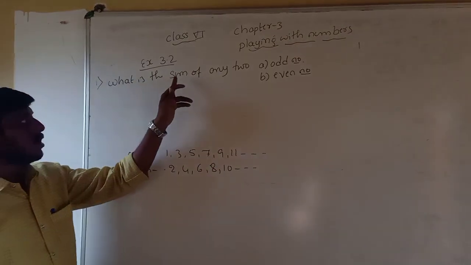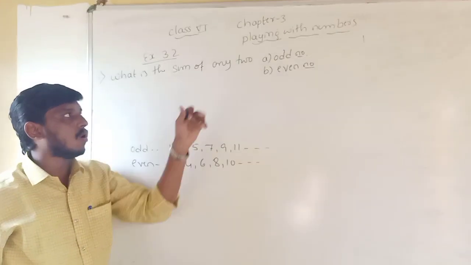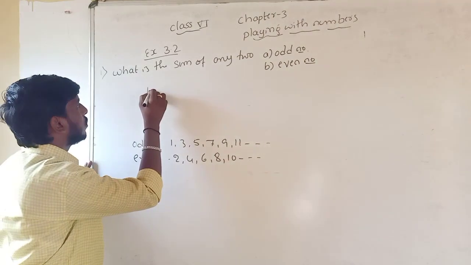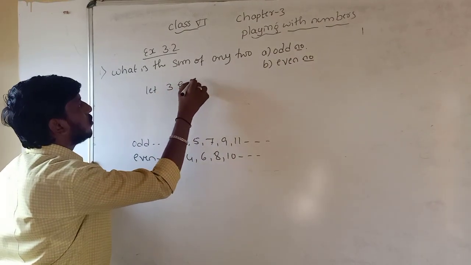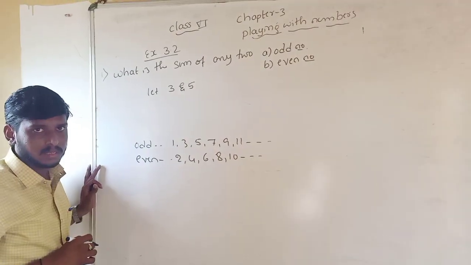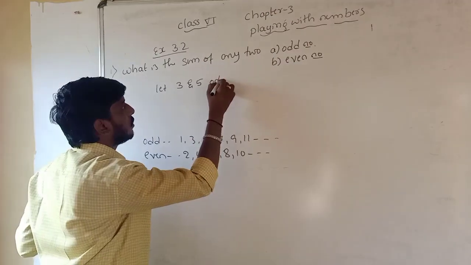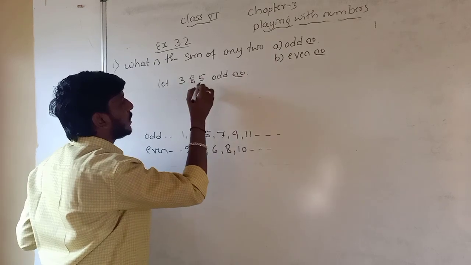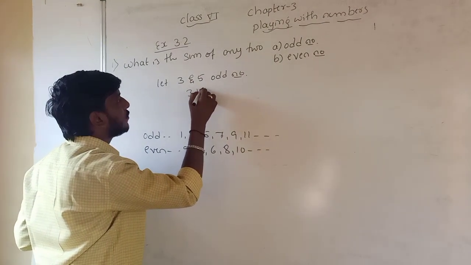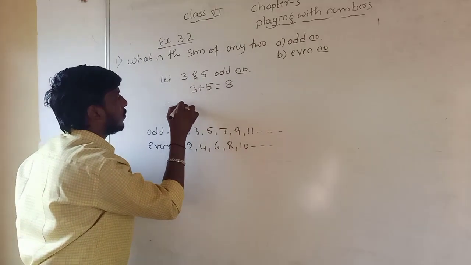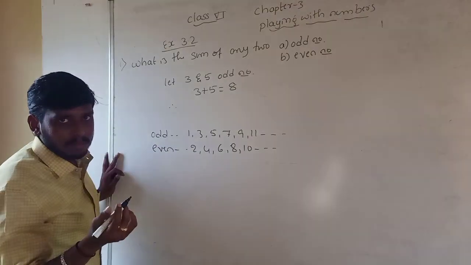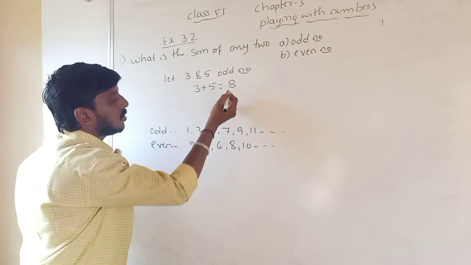So what is the question? What is the sum of any two odd numbers? So let us take 3 and 5. These two are odd numbers. What is the sum of 3 and 5? 3 plus 5 is how much? 8. So how to write? Therefore, the sum of any two odd numbers is always even, because 8 is what?